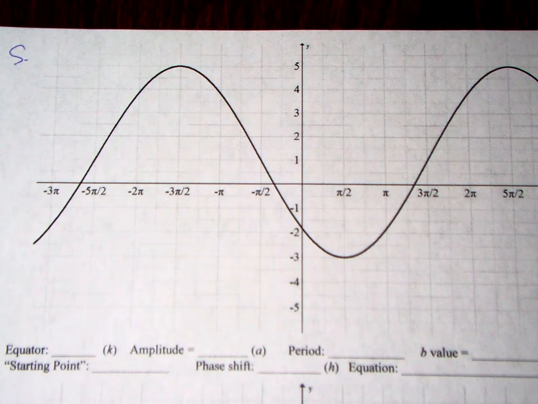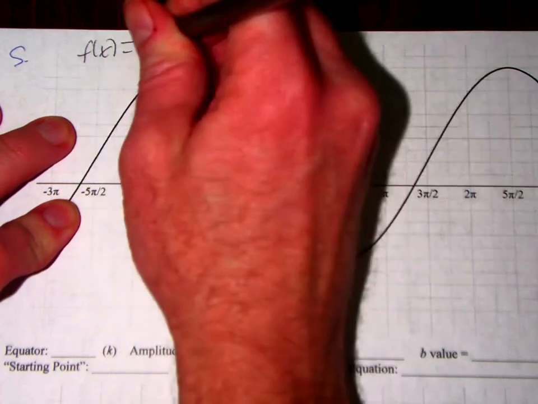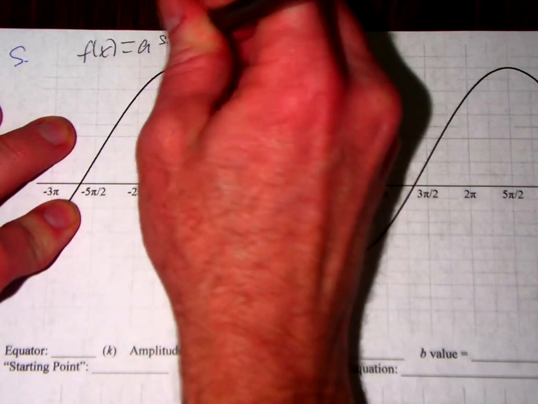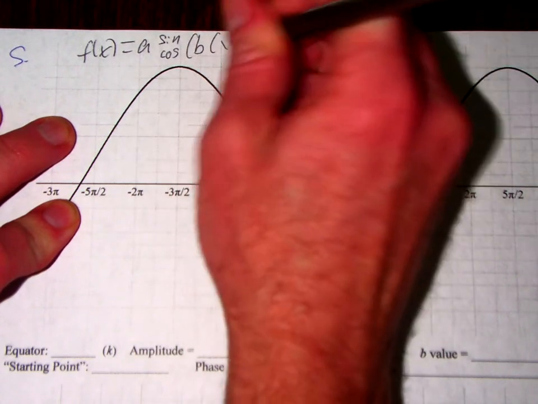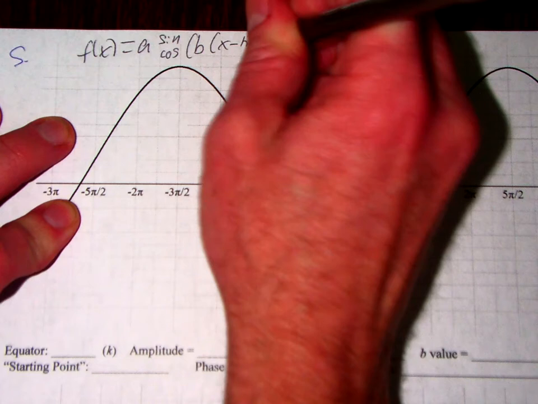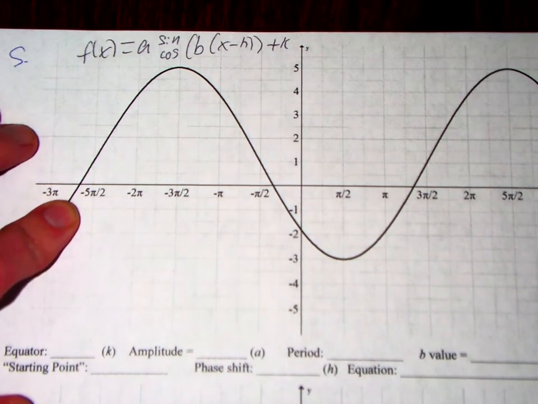Amplitude, period, phase shift, vertical shift, something that I call the equator, and the general form of what a sinusoidal function looks like. And I'll go and write that up on top here real quick before we get started. So the format is going to be f of x equals a sine or cosine, and we'll get to that in a few minutes, b x minus h, plus k. So that's going to be our format that we're going to use for our final answer.